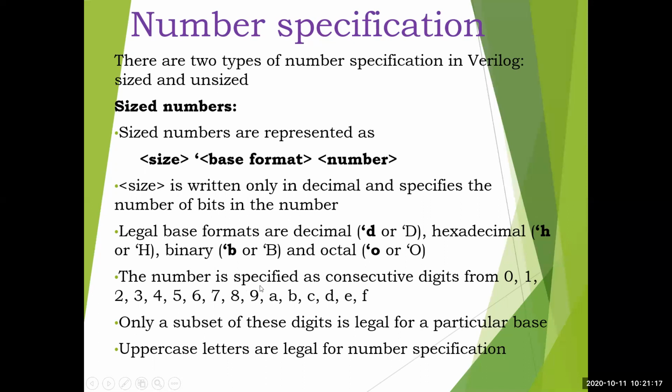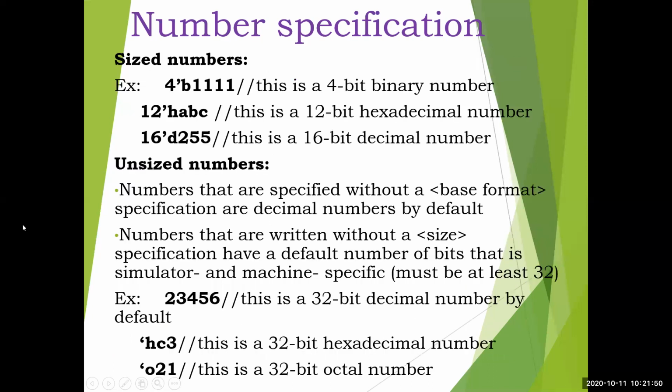The number is specified as consecutive digits from 0, 1, 2, 3 up to f. Based on the base: binary is 0 and 1, decimal 0 to 9, octal 0 to 7, and hexadecimal 0 to f. These are the digits we will be using in the number space. Only a subset of these digits is legal for a particular base, and uppercase letters are legal for number specification. So this is the syntax. Now we'll see an example so it is clear to you.